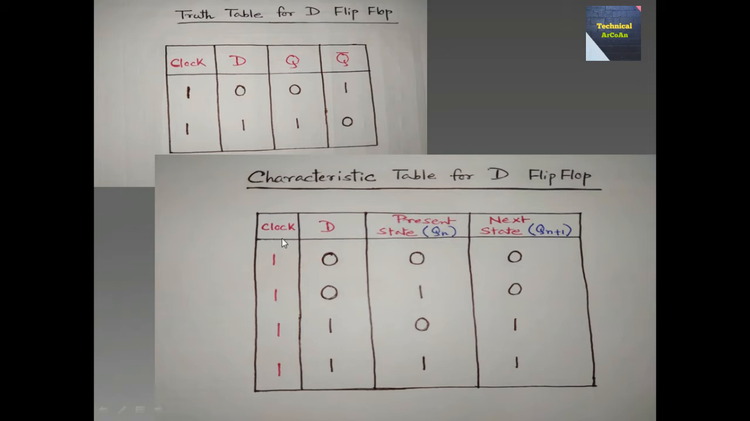The clock pulse is all 1, means high, and D is either 0 or 1. When D is 0, the present state is either 0 or 1, and in both cases we got the next value as 0. Why? Because in the truth table we already described that when D is 0, Q is always 0, whatever the present state. And when D value is 1, whatever the present state, 0 or 1, the next state is always 1. So that's why when D value is 1, Q value is always 1.